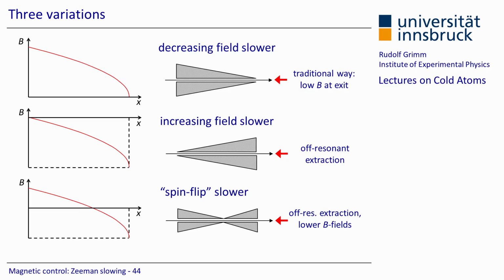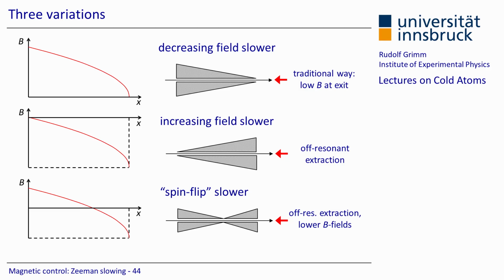Good, the third one, this is the so-called spin flip slower. I will explain in a minute why I don't like this expression. Okay, let me describe it. This enters at a kind of intermediate magnetic field, not too large, and then it goes to a zero crossing and acquires opposite sign.